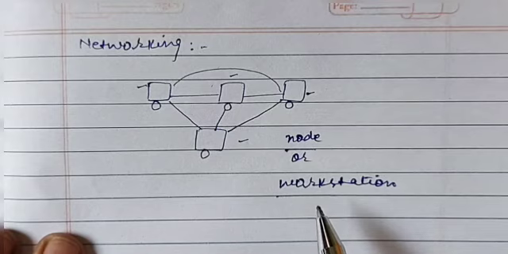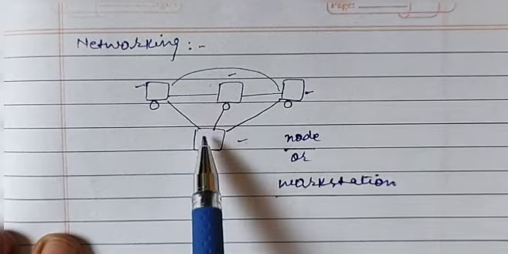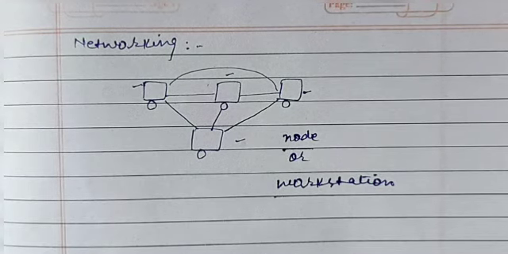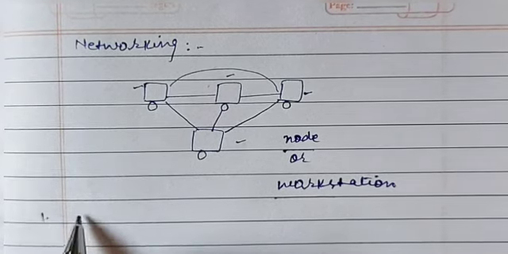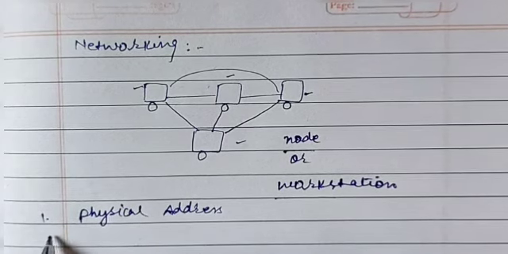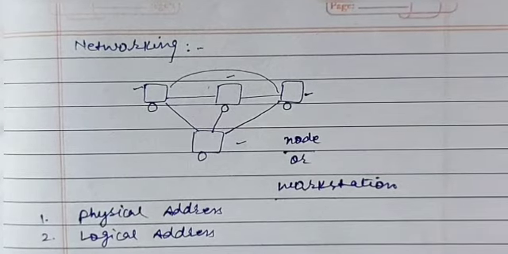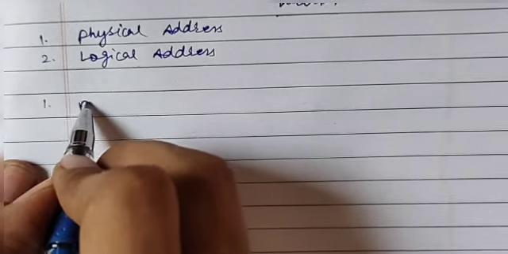Right? Dear students, to perform the communication between the computers across the globe or across the world, we need two kinds of addresses. Or we can also say we require two kinds of addresses in networking to perform the communication effectively. The first one is the physical address. The second one is the logical address. So let's discuss them one by one. First is the physical address.